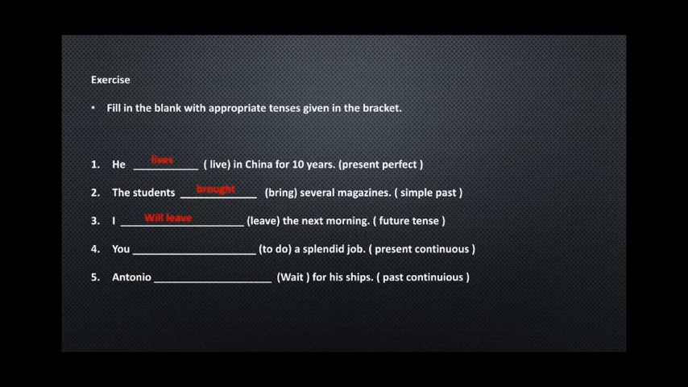Next, you dash a splendid job. Here we have to add a word with present continuous tense. And in the bracket we have the word to do. So the answer is you are doing a splendid job. Fifth one, Antonio dash for his ships. So here we have to add a word with past continuous tense and the word is wait. So the answer is Antonio was waiting for his ships.